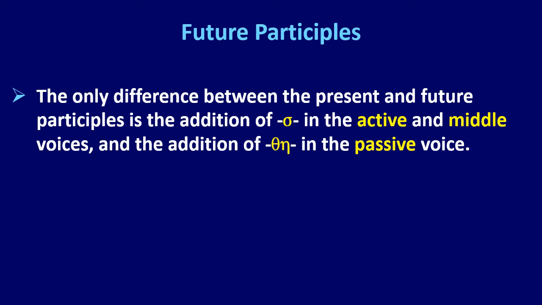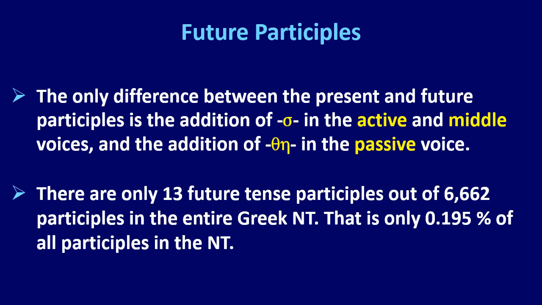And the first is that the only difference, again, to keep in mind between the present and future participles, as we've learned both forms, is the addition of that sigma inside of the word in the active and middle voice forms for the future, and then the addition of the theta eta combination for the passive voice. And then just to mention as well that the future participle forms are quite rare in the New Testament.